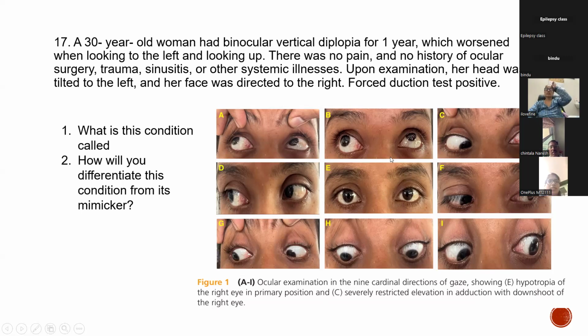In this figure, ocular examination in the 9 cardinal directions of gaze, E is showing hypotropia of the right eye in the primary position, and in C there is restricted elevation in the adduction position and downshoot of the right eye.